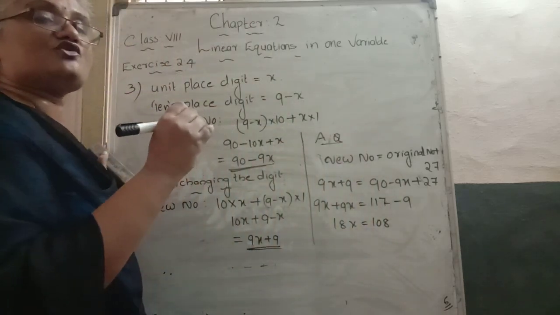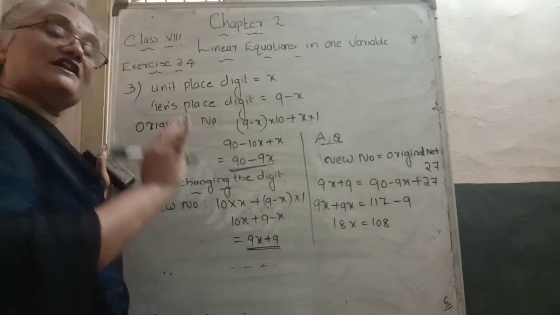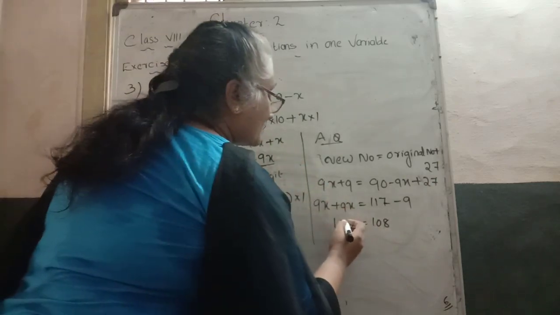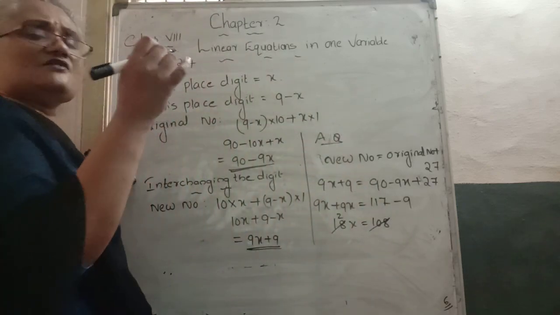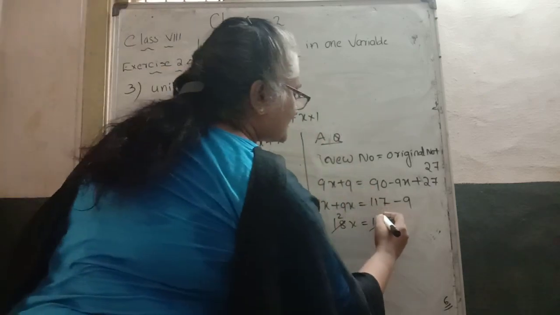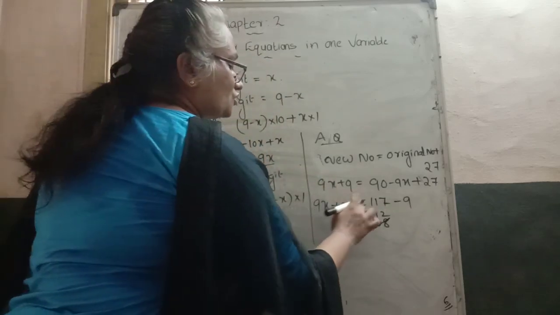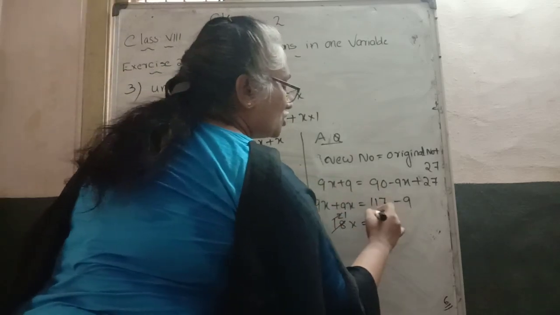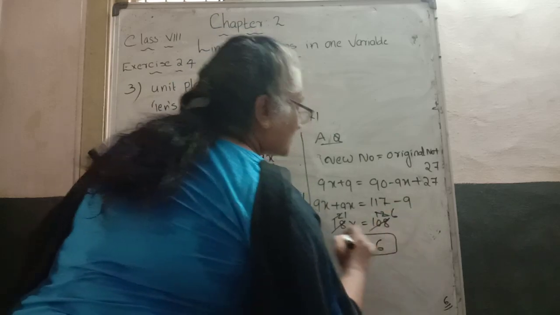So how to find the x value? Directly use the 18 table and cancel, or use the 9 table and cancel. 9 table, 18, how many times? 2 times. 9 table, 108 means how many times? It is 12. Again, 2 table 2, one time. 2 table 12 means 6. So the x value becomes how much? 6 is our x value.